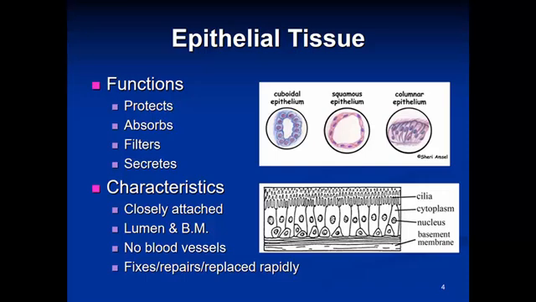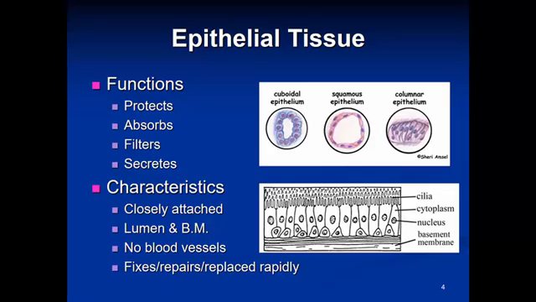So we're going to start with epithelial tissue. Epithelial tissue has 4 jobs: protect us from the outside world or from things on the outside of it, absorb things, for example the stomach and intestine lining, the guts, organs all absorb nutrients, filters like that in the kidney, and secrete things, particularly glands.